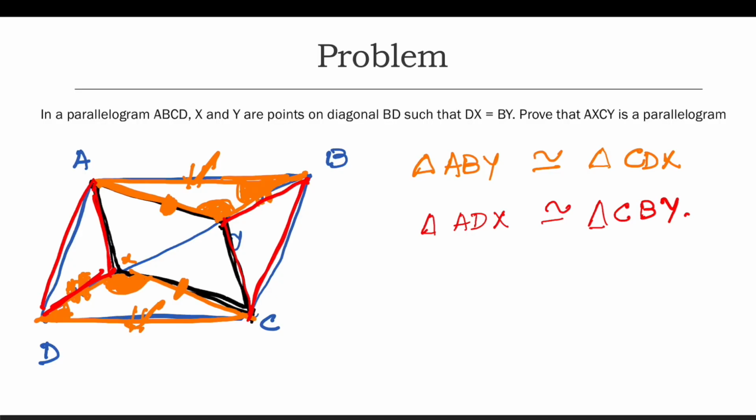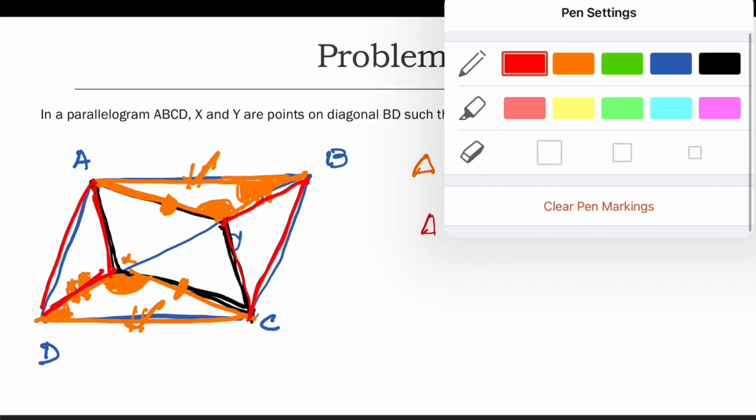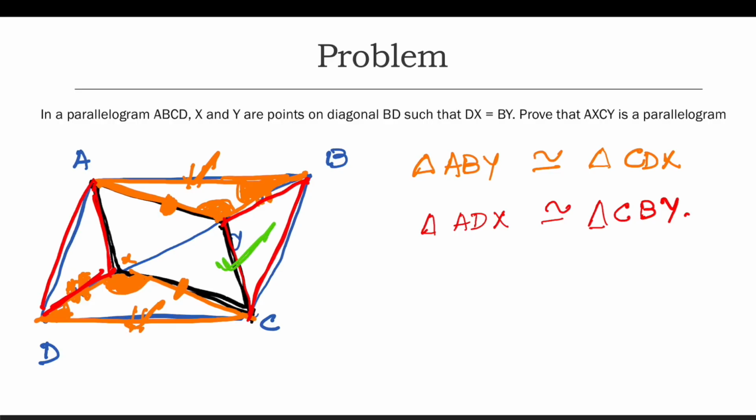Congruent, you understand, right? Two triangles being congruent basically means their corresponding angles are equal and their corresponding sides are equal, right? So in this particular case, with that, what can we prove? We can prove that this side is equal to this side, and this side is equal to this side. So opposite sides in that parallelogram are equal, and hence we can prove that AXCY is a parallelogram.